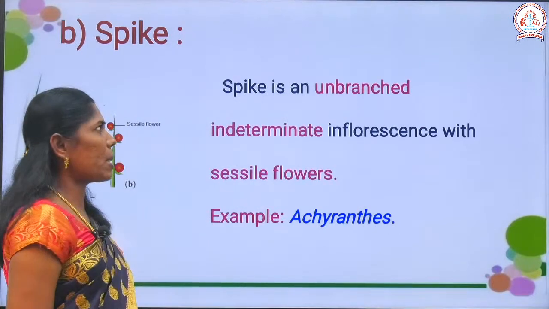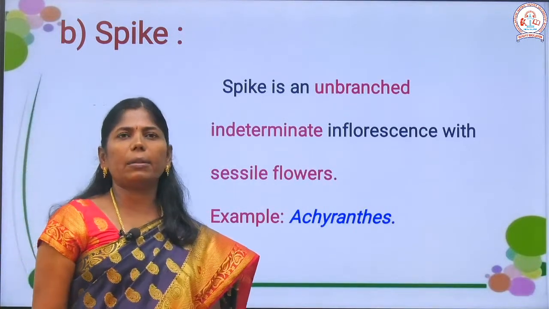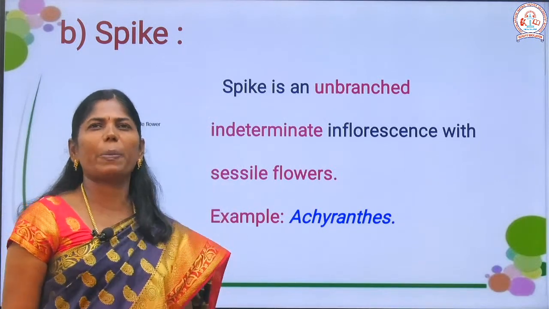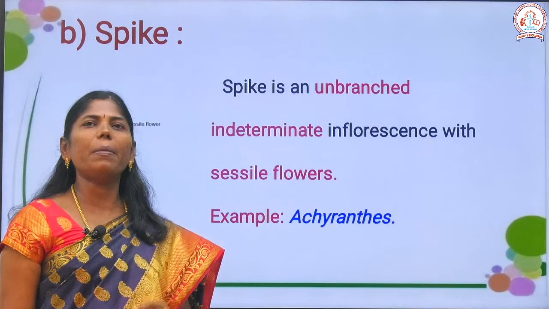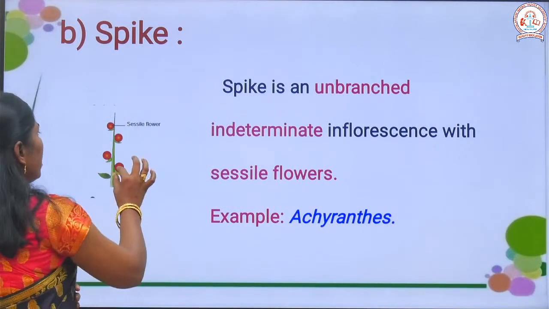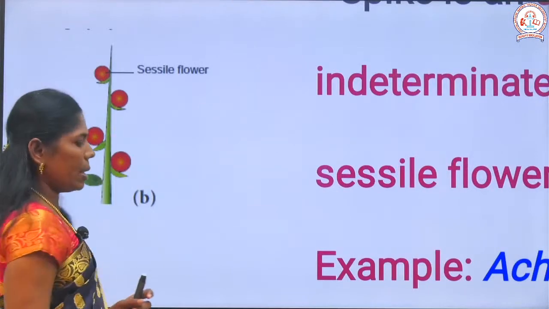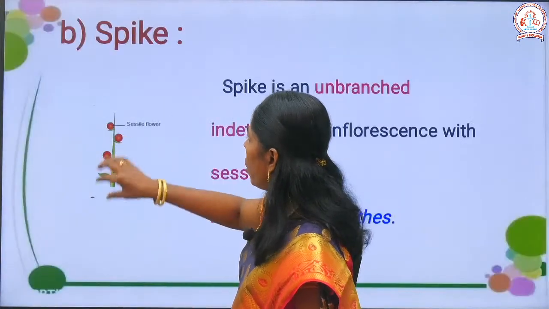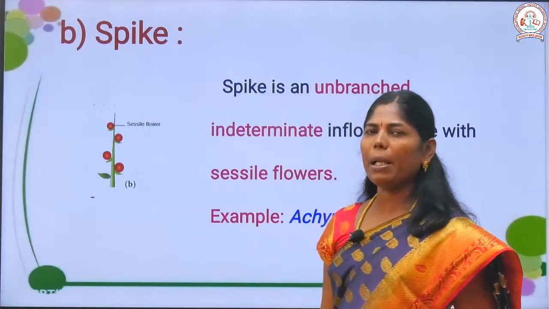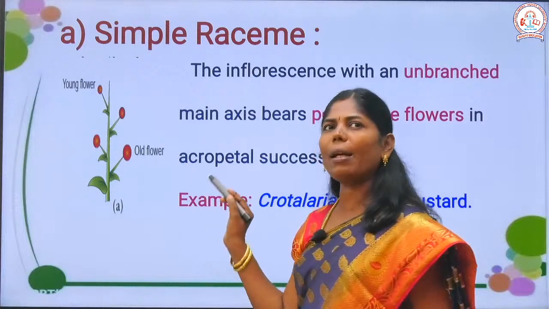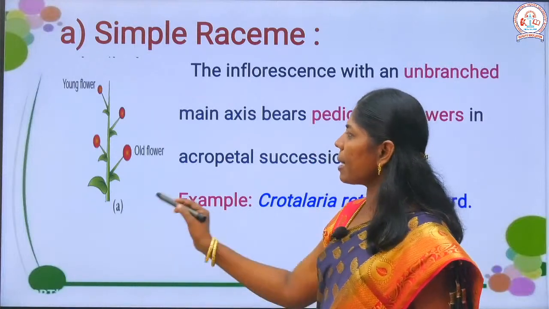So, another one is the spike. We know the characters of a spike; boys keep their hair in a spike style. So, a spike is unbranched. How is the spike here? This is unbranched in condition, but only one change is there. What is the change? Sessile flowers are present. Sessile means they don't have any pedicels. Is there any pedicel here? No. They are directly attached. So, these are sessile flowers.